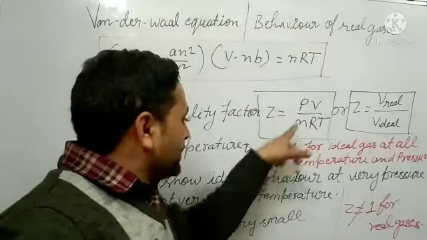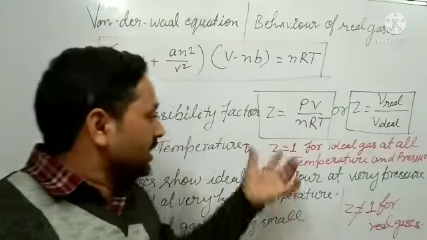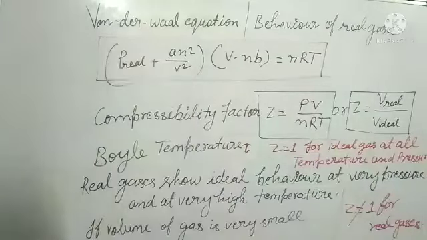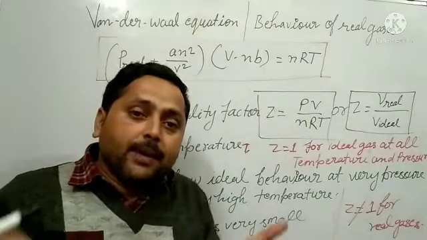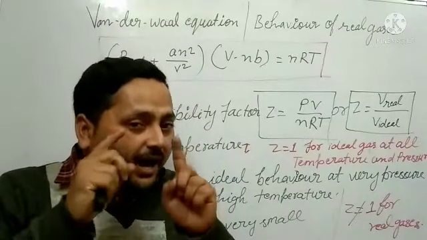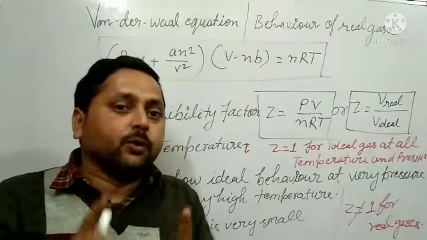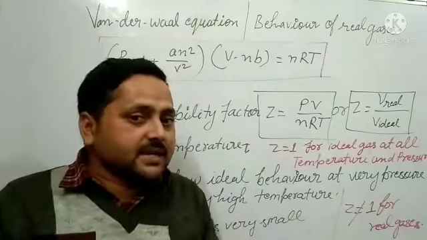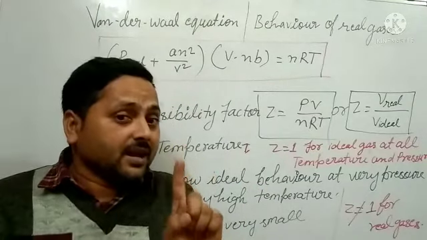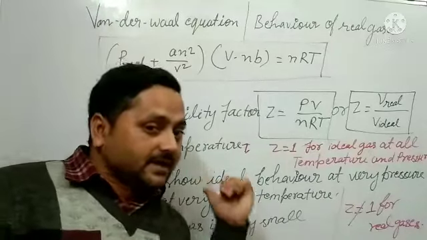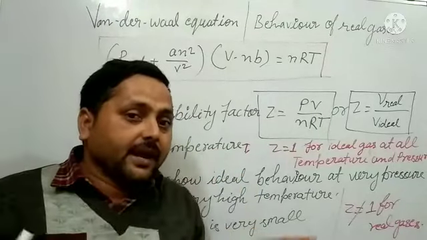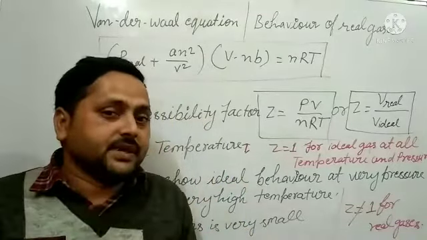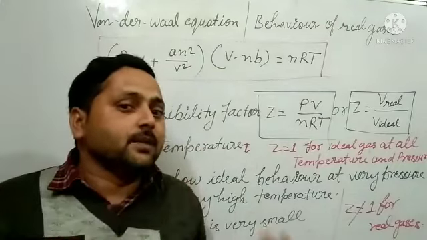The Z value, what is the Z value? What is the importance of Z here? We will see Z equals 1 for ideal gases at all temperatures and pressures. And when will the behavior of an ideal gas be followed by real gases, that is, when will real gases behave as ideal gases? It is given in this video. At low pressure and high temperature, real gases show ideal behavior.